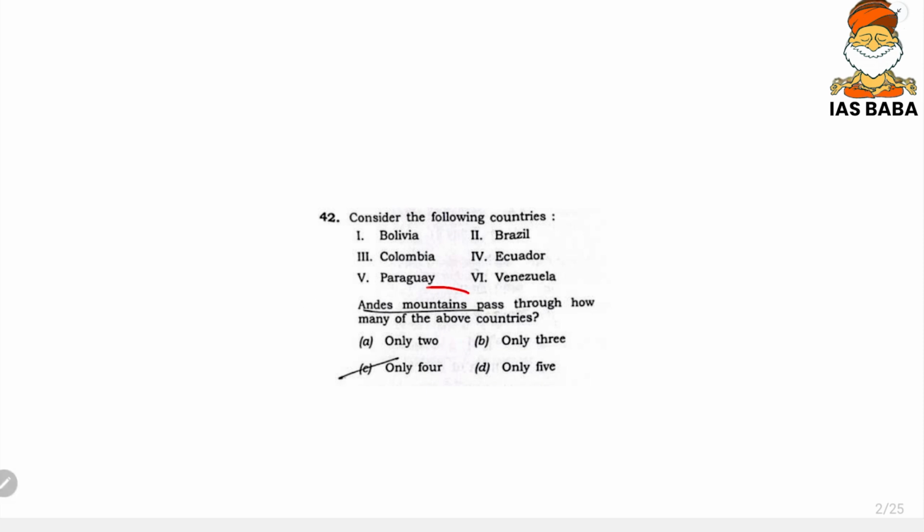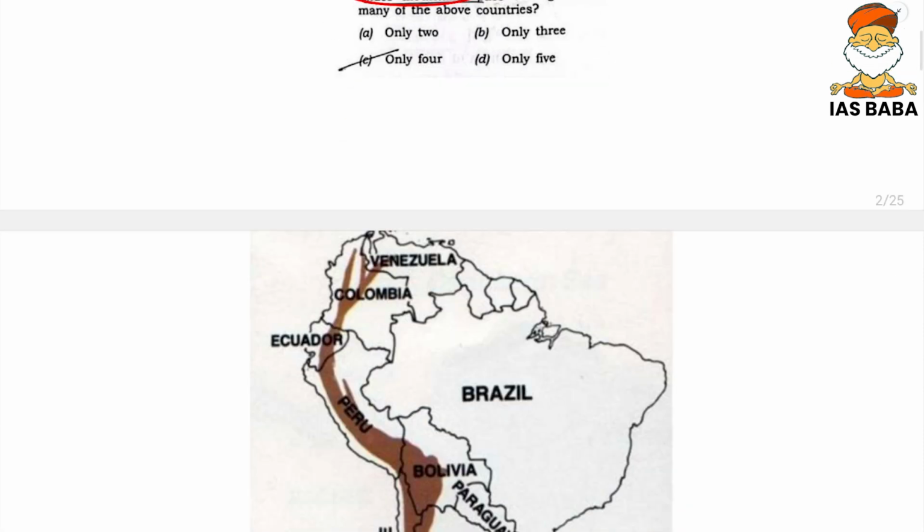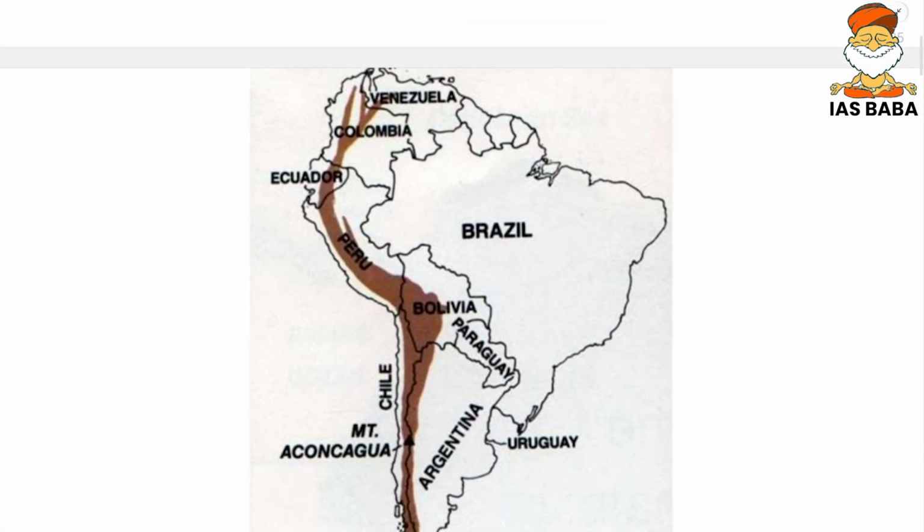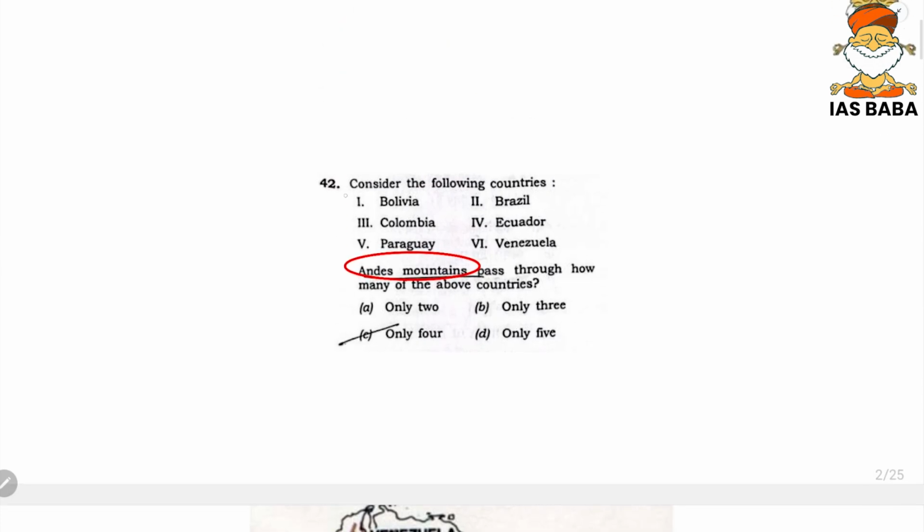The Andes is a very important fold mountain, and you would have studied this in the continental drift theory, as a very good example of a convergent plate boundary. Here, as you can see, it passes through Venezuela, Colombia, Ecuador, Peru, Bolivia, Chile, Argentina. So there is no Brazil, no Paraguay, and no Uruguay. So you can very easily eliminate these.